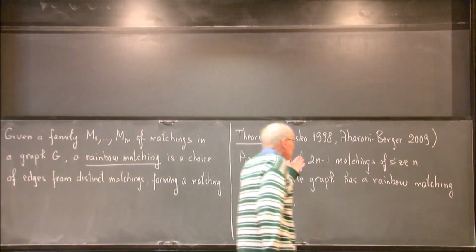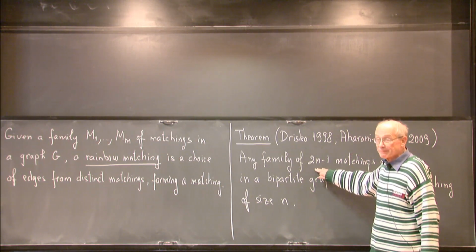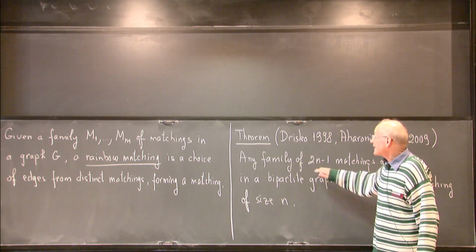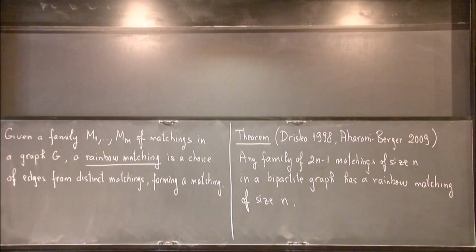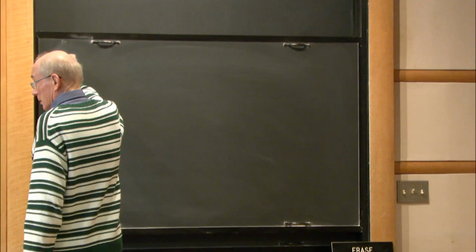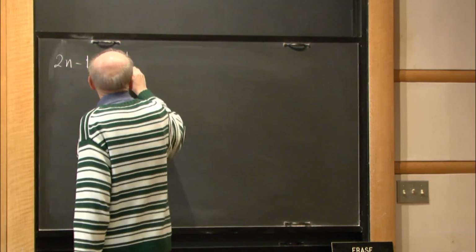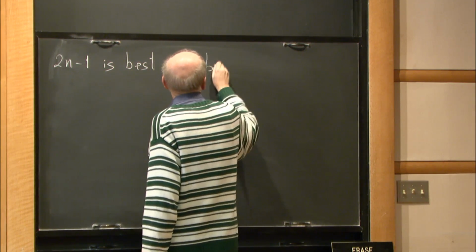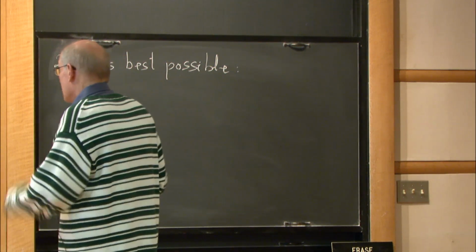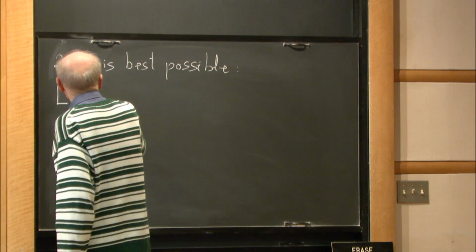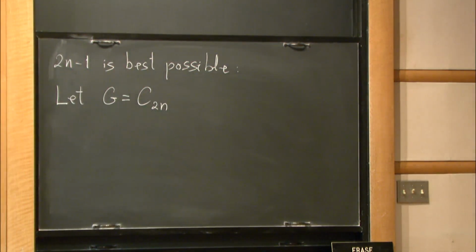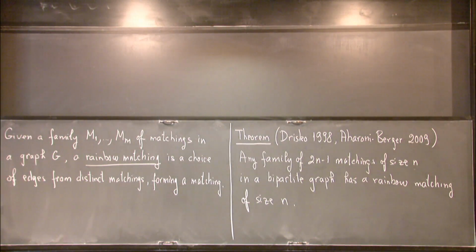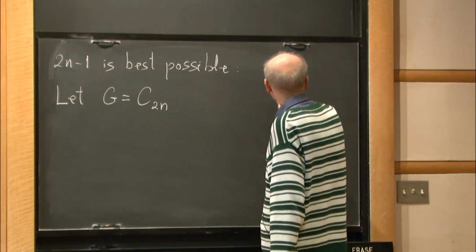And now I'll show you that 2n minus 1 is best possible. We really need that many matchings to allow us the freedom to conclude the existence of a rainbow matching of size n. So 2n minus 1 is best possible. For this, we let the graph be a cycle on 2n vertices. And I'll draw here an example of a cycle on 8 vertices.